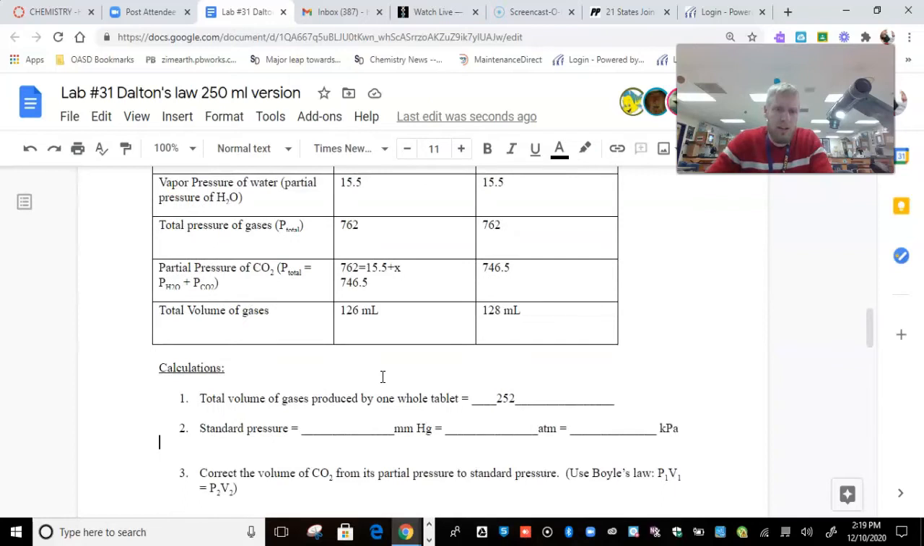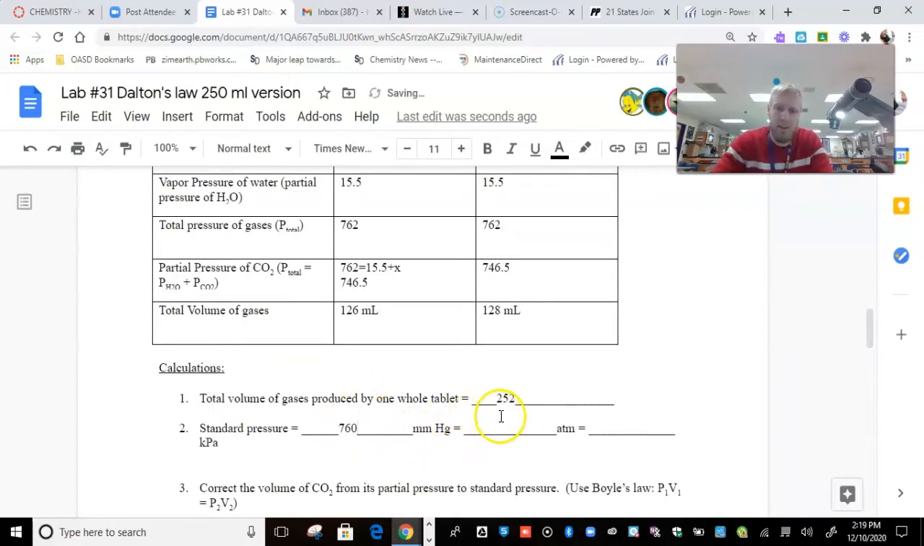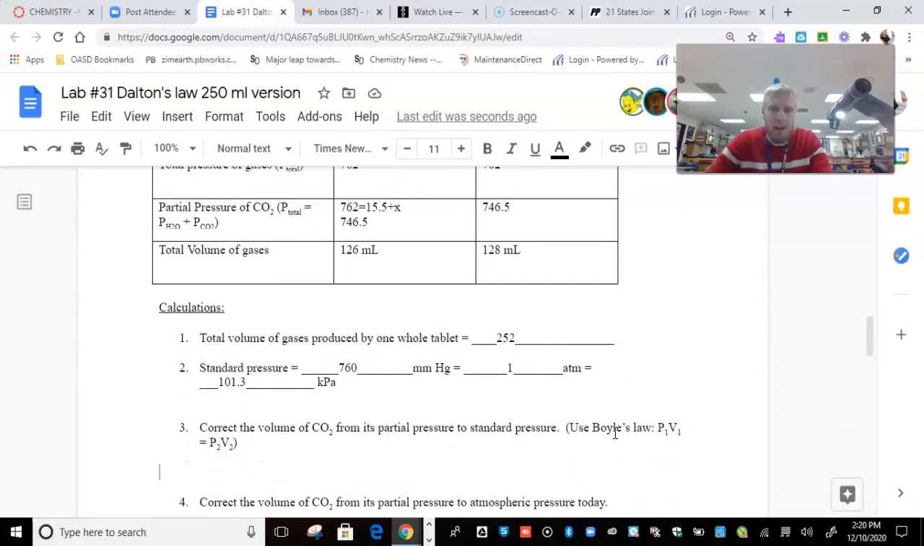Standard pressures, you guys know these. If you're in millimeters of mercury, it's 760. If you're in ATM, it's 1. If you're in kPa, it's 101.3. Those are standard pressures, known values. And we're now going to use Boyle's law to convert the volume of CO2, not the partial pressure, the volume, and calculate what the volume is at standard pressure.